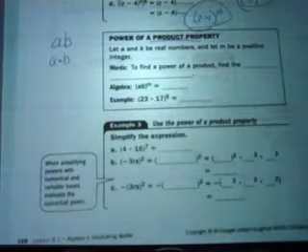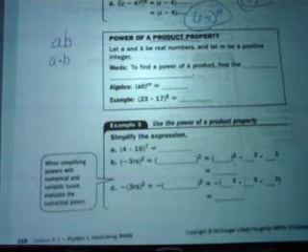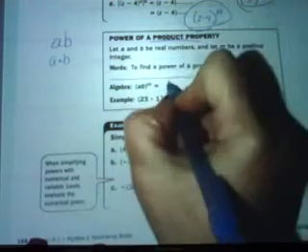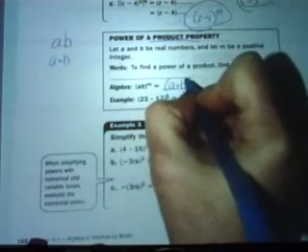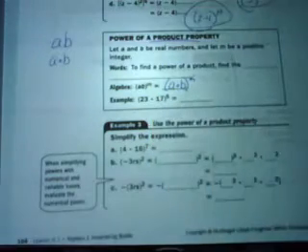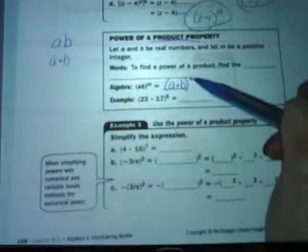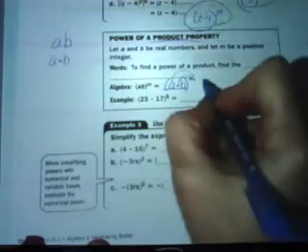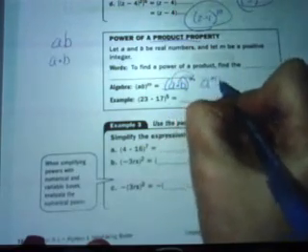we're basically just going to distribute that power. We have to distribute it to each factor. So I'm going to change what's in parentheses to look like a product. Okay? So now I have this power, so I have to distribute it to each factor. So that's going to become A to the M, B to the N.